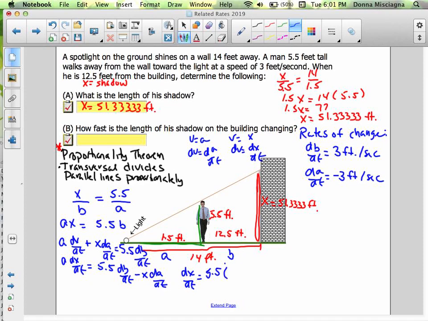Let's just fill in the substitute at the same time because we're running out of space here. dB dt is 3, minus x, which we found, 51.333, times dA dt, which is negative 3. So it's going to just be a plus. And then divided by A, which is 1.5. All right, and so now let's solve that out, and we're done with this problem.